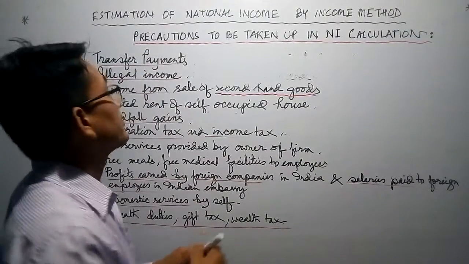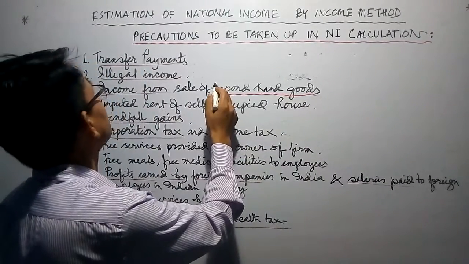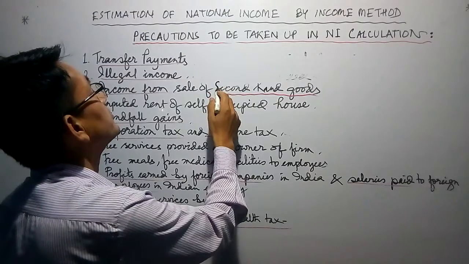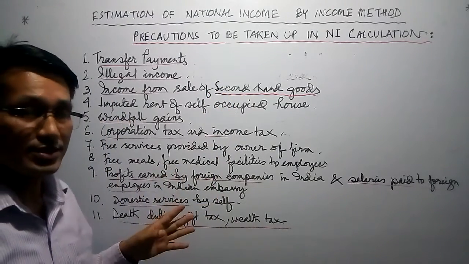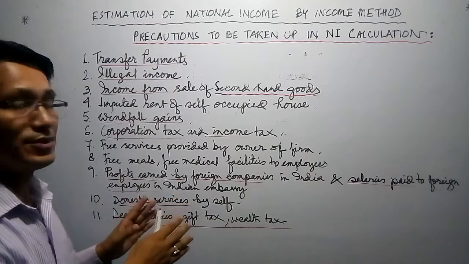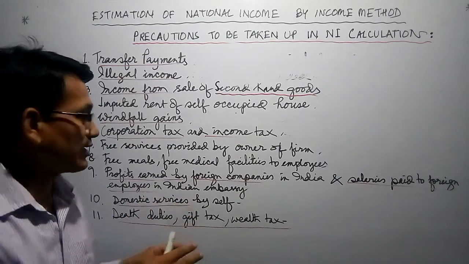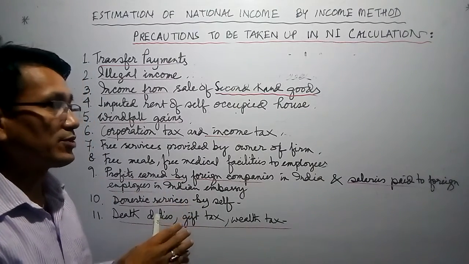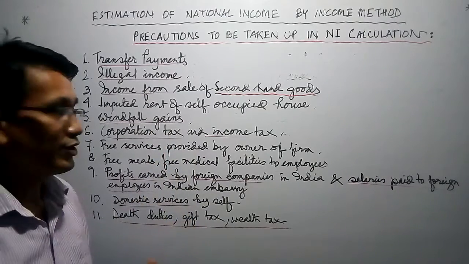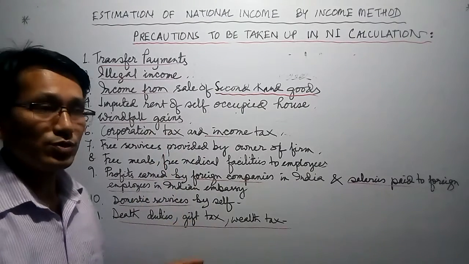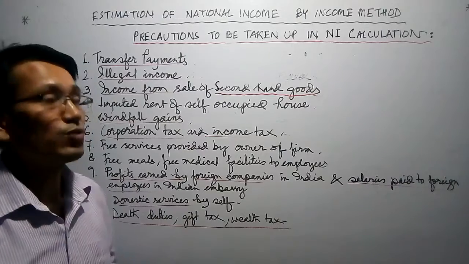So these are the factors you have just seen. Some of these factors are to be included in the calculation of national income, and some are to be excluded, because some are earned income and some are transfer payments. Our next class will be about the calculation part.